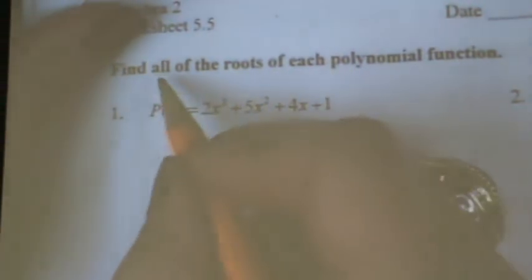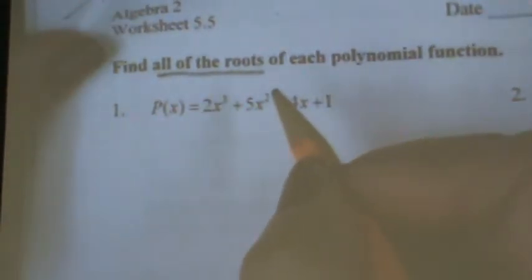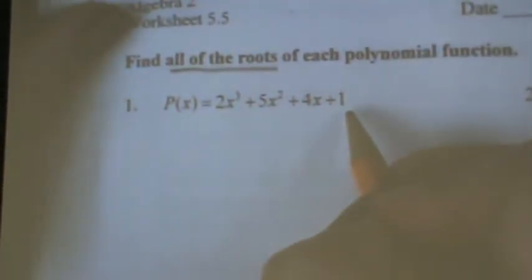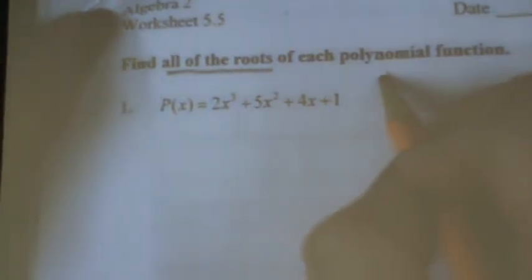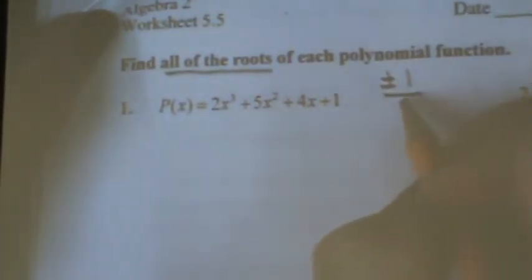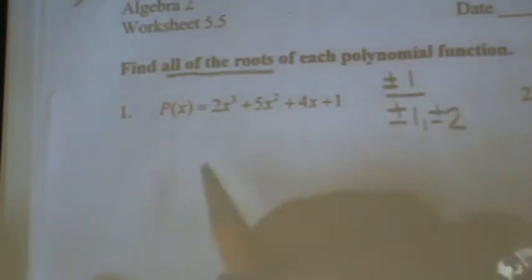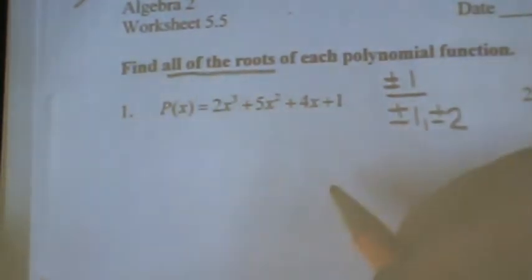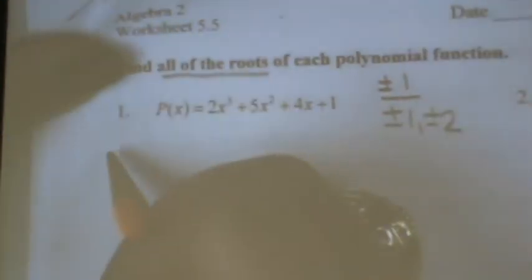All right, I want you to find all of the roots, real and imaginary. So what are you going to do? What are the possible zeros? It's p over q. So p is 1 and q is 1 and 2. So where should we start? All we want to do is find the first one, then the rest we can factor. What number do you want to first try? I would try 1. Let's try 1.